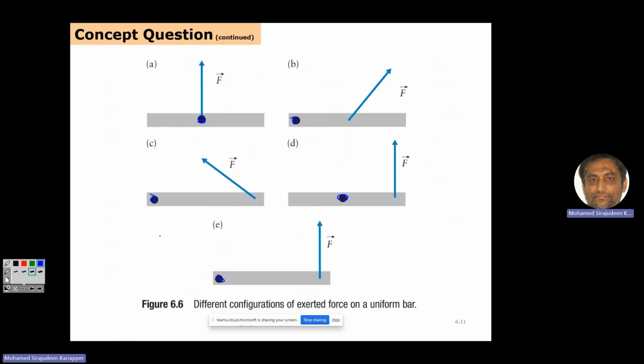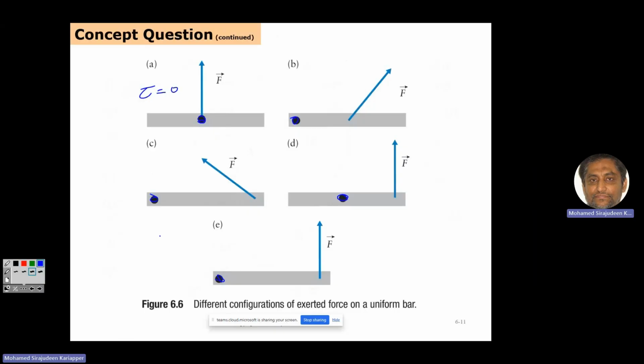So which is the greatest torque of this: A, B, C, D, E? That's a very easy one, but let's go slowly, okay? So tell me what is the torque here in A? Yeah, R is 0, okay? The reason is R is 0. What is R? From the pivot point to where the force is applied. It is the same place, so the length is 0. So R is 0. That's right.